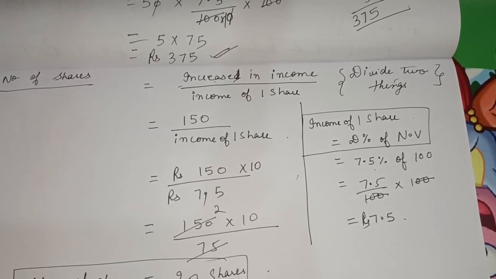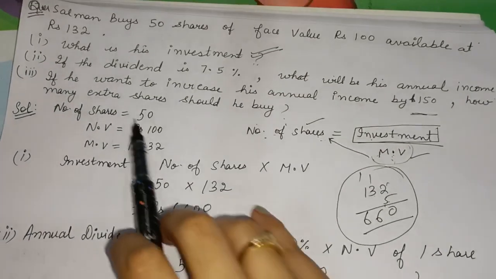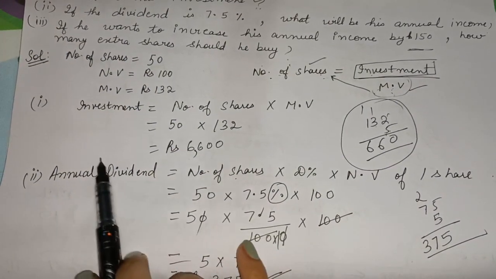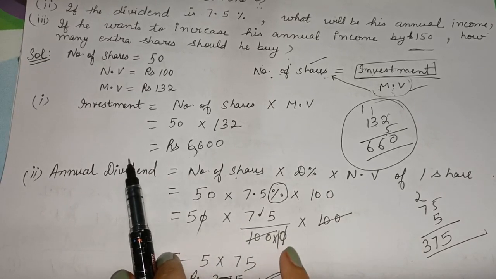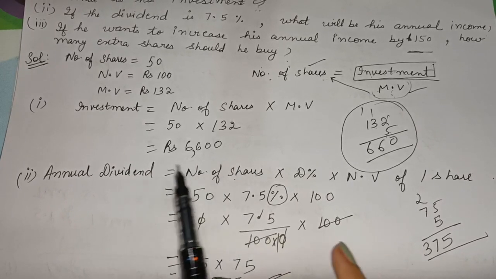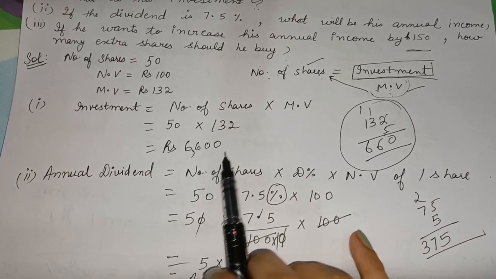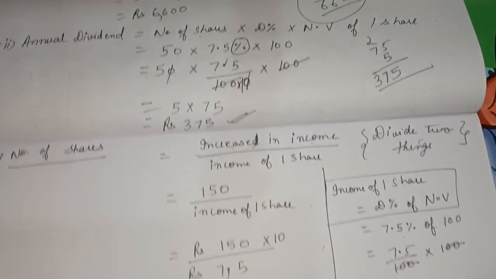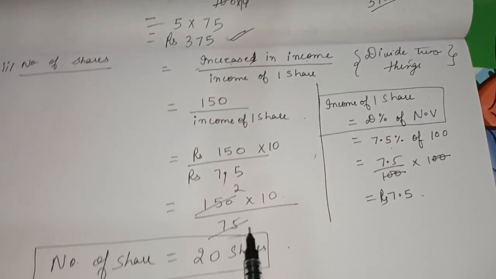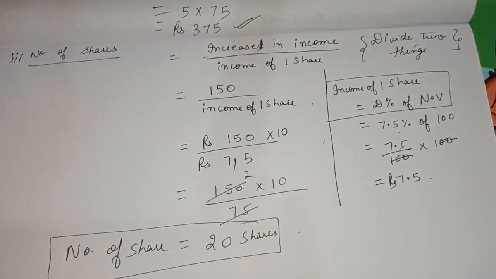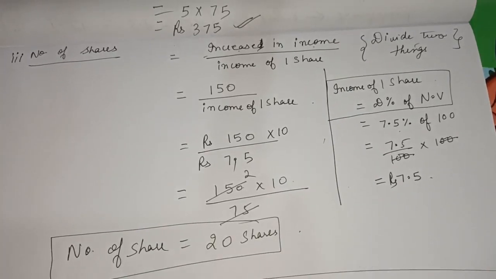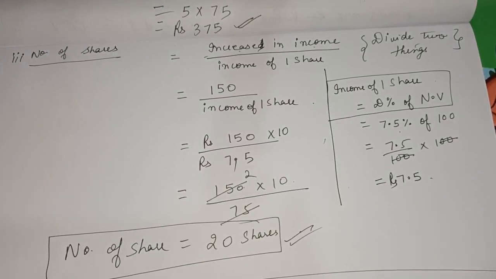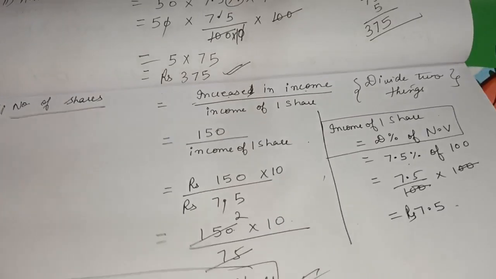And one thing you can always do, whatever questions they are asking, what is his investment? So we found investment as 6,600. So write one line here. The investment is equals to 6,600. The annual income of the given person is 375. The number of shares to increase the income by 150 rupees is 20 shares. So like this, write one sentence in English corresponding to whatever question they are asking. So with this, the question is also completed. Let's do the next question now.